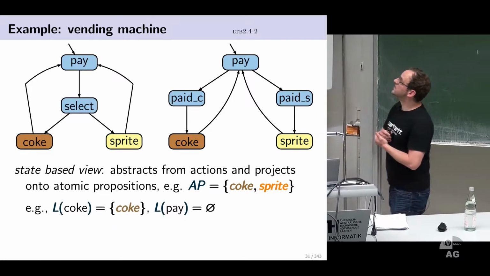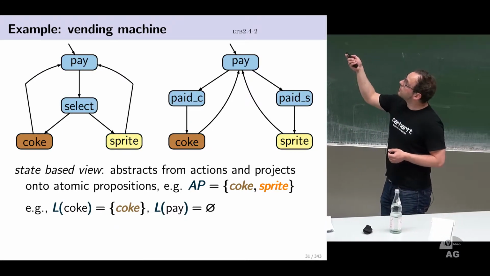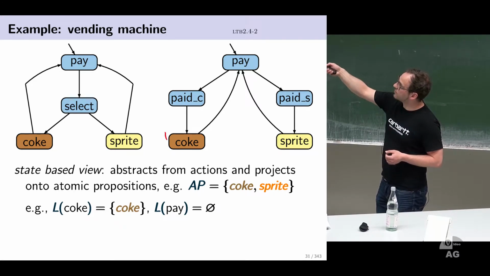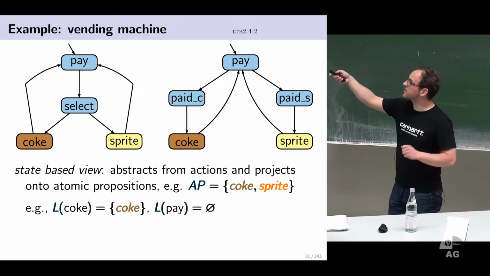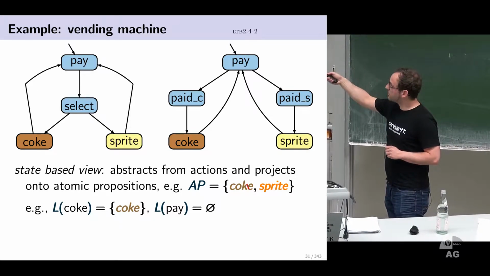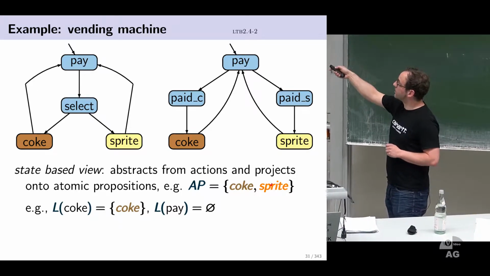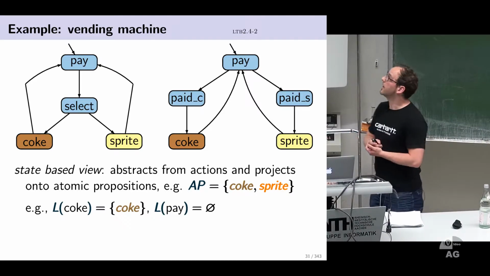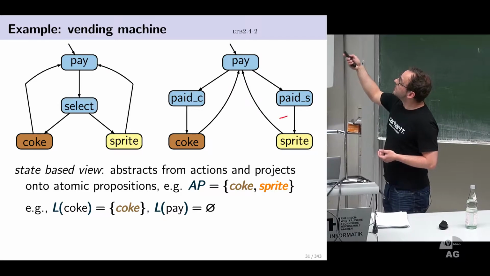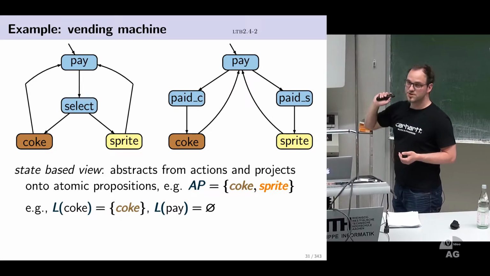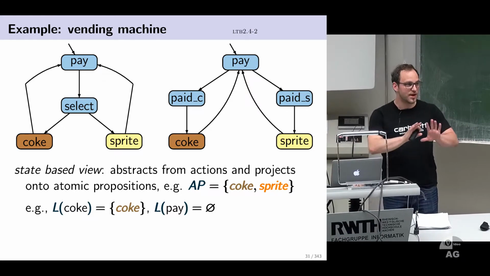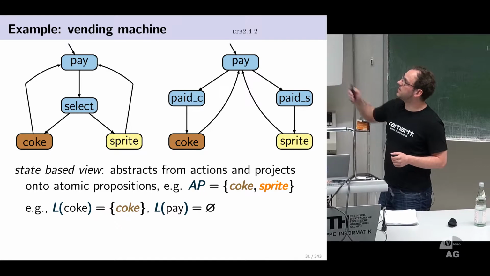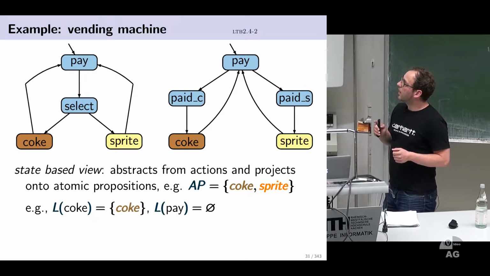Okay? So let's do this here. Let's assume we have the atomic propositions Coke and Sprite, and we're going to label the Coke states, when we have selected Coke, with the atomic proposition Coke, and the Sprite states with Sprite, and the other ones are labeled with the empty set accordingly. Okay? Then our assumption is you cannot distinguish between these states. You can only look at their labels, and otherwise they are the same. They have no identity. And same thing here.